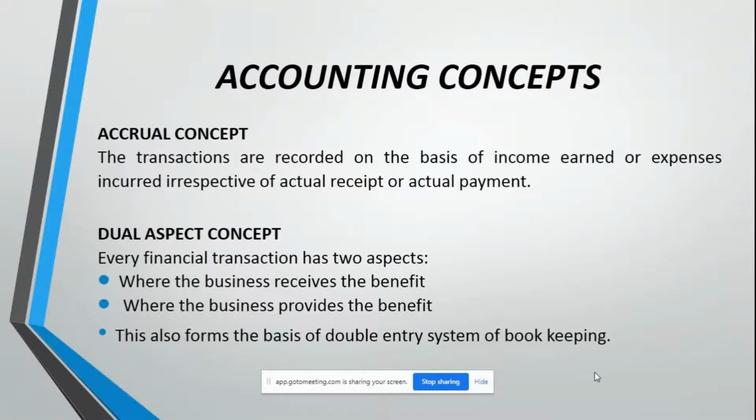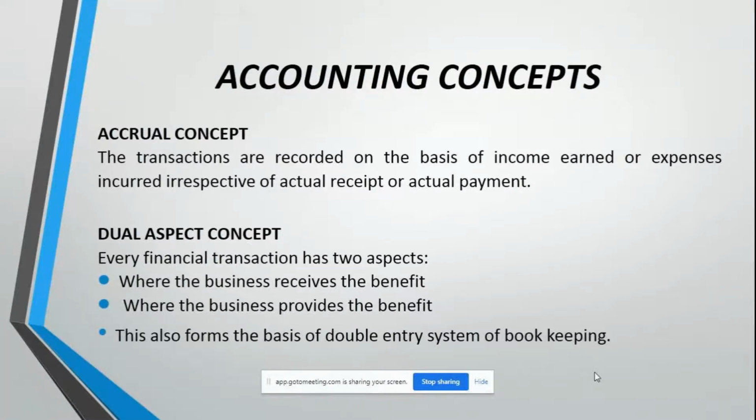The next one we have is the dual aspect concept. So what does this dual aspect mean? What does it signify? Before discussing the dual aspect concept, all of you have come across one system of bookkeeping, that is the double entry system of bookkeeping. What does it mean? That every transaction has two aspects, the debit and the credit.